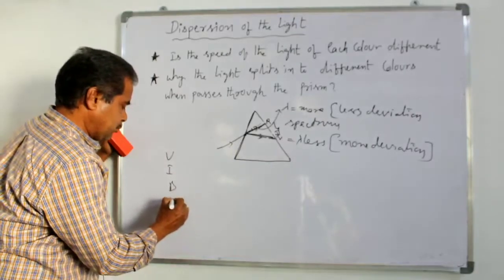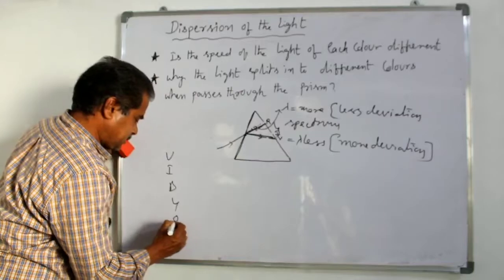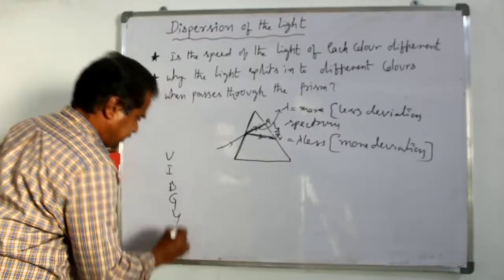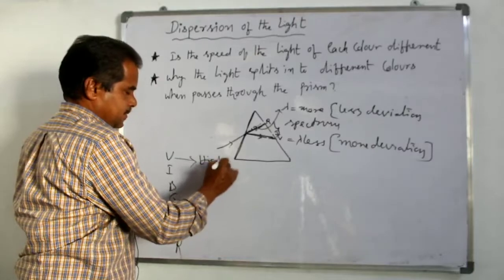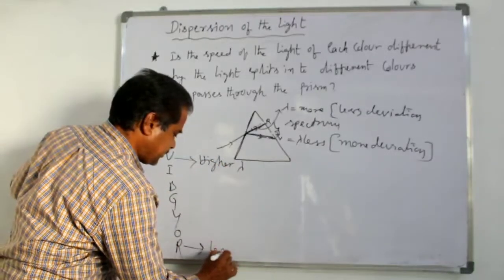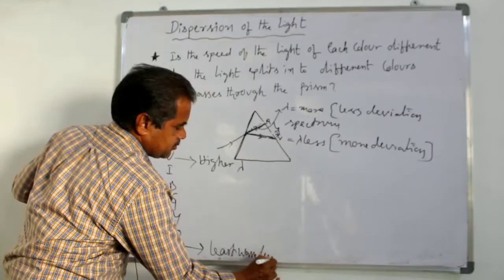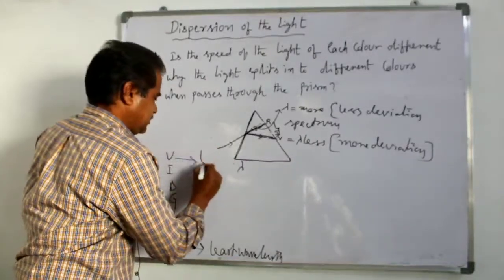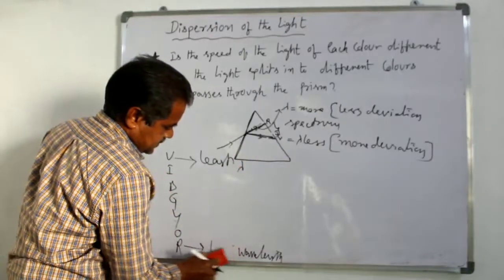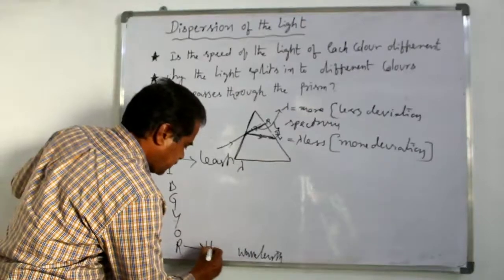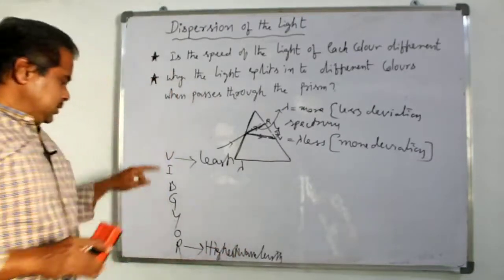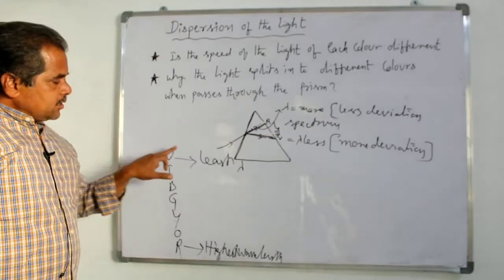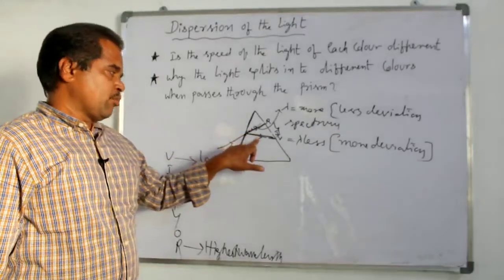Violet, indigo, blue, green, yellow, orange, red. From least wavelength to highest wavelength. In this seven colors series, red color has the highest wavelength, so it gets less deviation. Violet color has the least wavelength, so it gets more deviation.